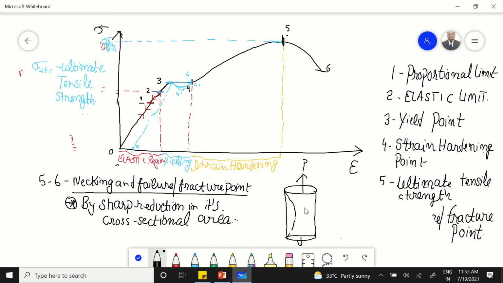It will actually follow a type of reduction in area, and this reduction in area is followed by a process we call necking. So that is a region, we call this region the necking region, because there is a reduction in the cross-sectional area like this, right?